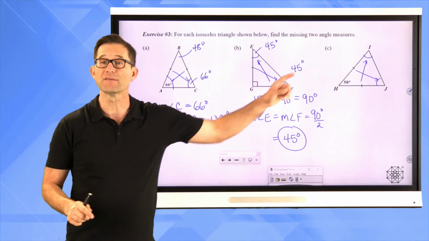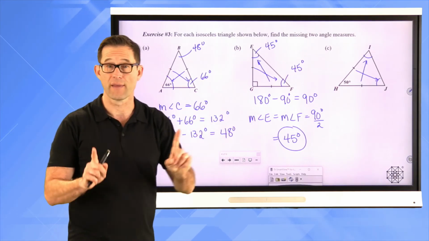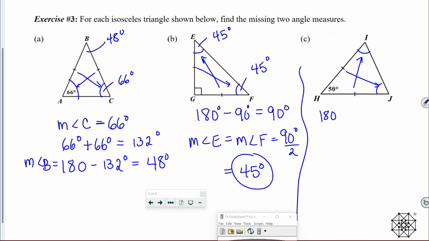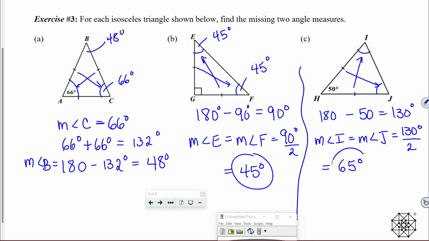So in this case, to figure out those two angle measures, and they're going to be the same, all we have to do is do 180 minus 50, which gives me 130 degrees. That 130 degrees now needs to get split into two, right? And each one of those will be equal to 65 degrees.